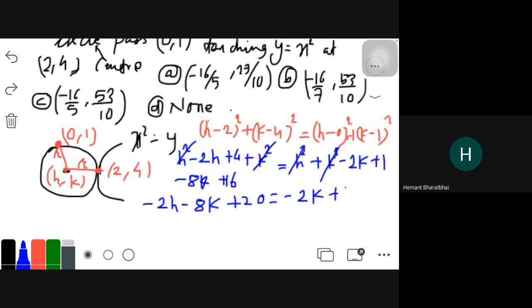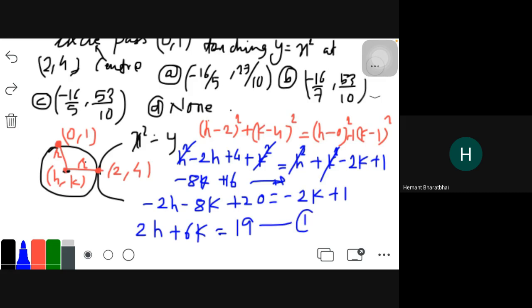Okay. So from here I'm going to get one equation. I'll take all these terms over there. So I'll get 2h minus 2k plus 8k. So that will be plus 6k plus 1 minus 20, or 1 I'll take over here. So I'll get 19. This is one equation.